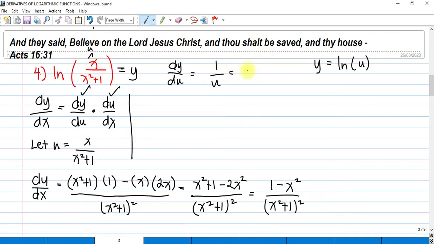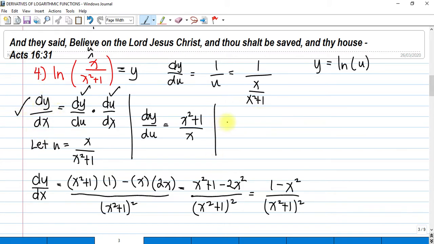Our u is equal to x over x squared plus 1, so that is 1 over x over x squared plus 1. If we rewrite this, dy over du is simply equal to x squared plus 1 over x. And in order for us to get the dy over dx, which is the derivative of y with respect to x, what are we going to do? Finally, we have dy over dx.